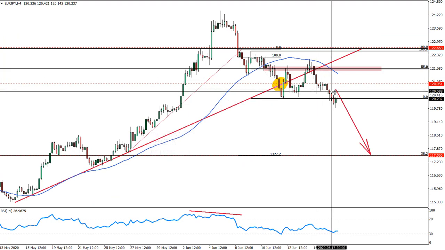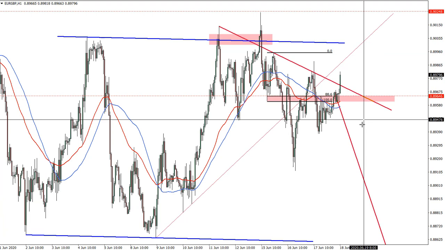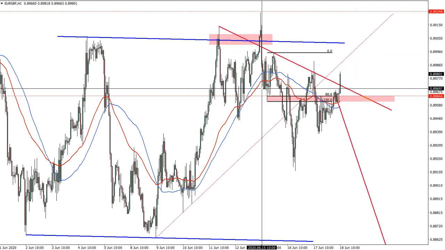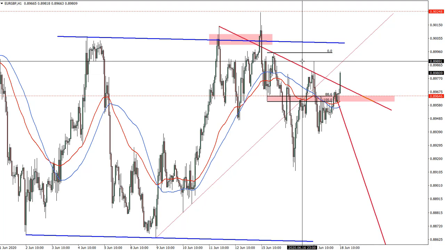Euro Japanese yen, it's moving slowly towards the target. Euro GBP, it went quite sharply to the upside, although the trade is still valid. We need to see what happens at this high, whether there will be a breakout or not.